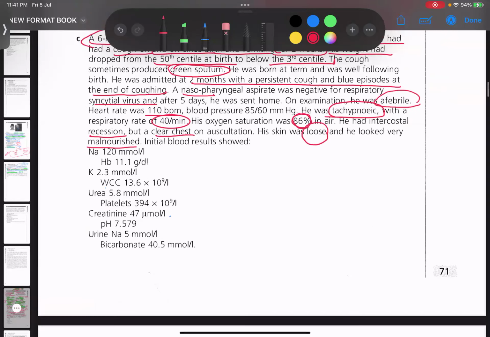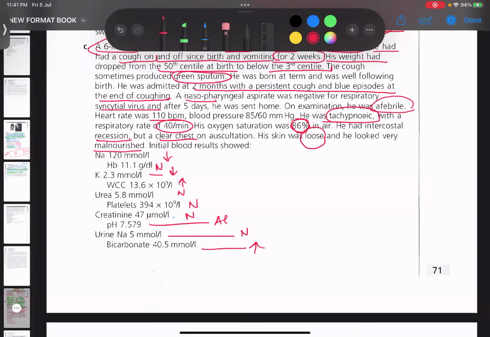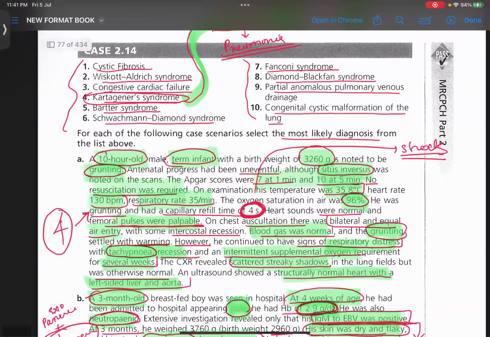The initial blood test shows sodium low, hemoglobin normal, potassium low, WBC slightly increased, urea normal, platelet normal, creatinine normal, pH alkalosis, urinary sodium normal, bicarbonate is again increased. So I'll just highlight the important findings here.